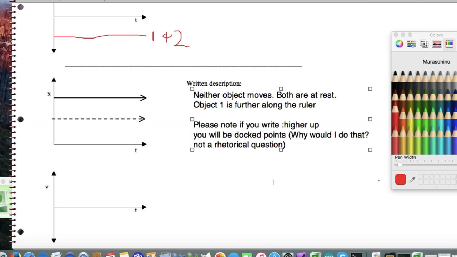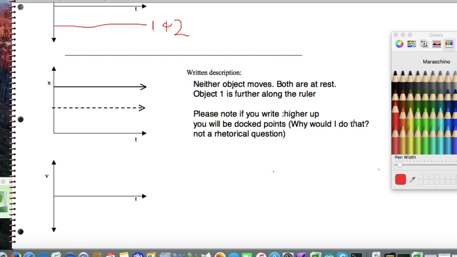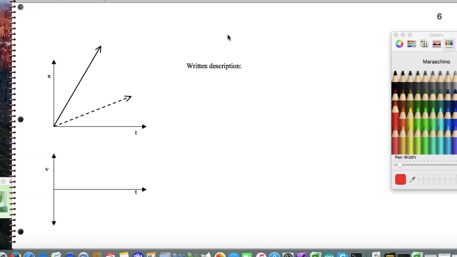Okay. And so here, neither one's moving, so it actually turns out the velocity graph is just 0 along here. So that's 1 and 2. And both objects are completely stationary, so the velocity graph goes right along 0. All right, then the last question, this one's a little bit more straightforward. We have object 1 and 2 both start at the 0 mark.